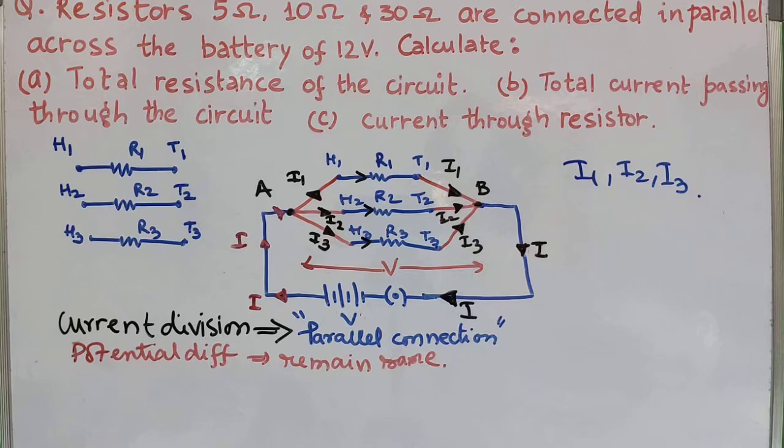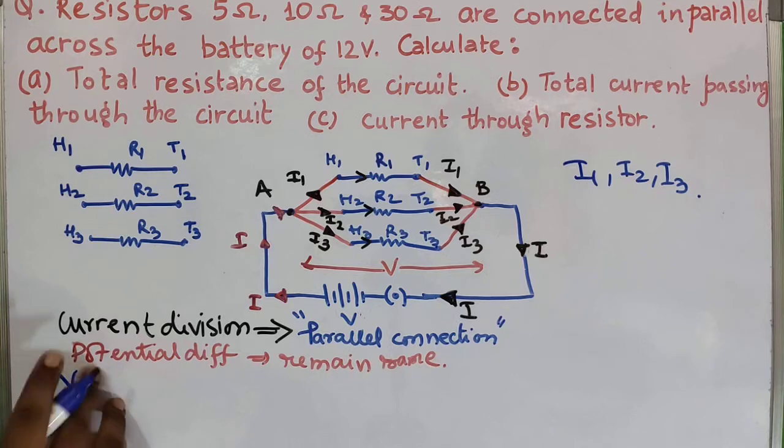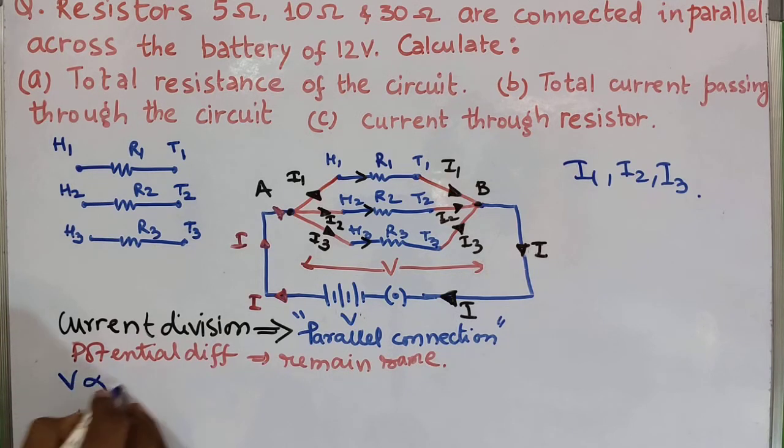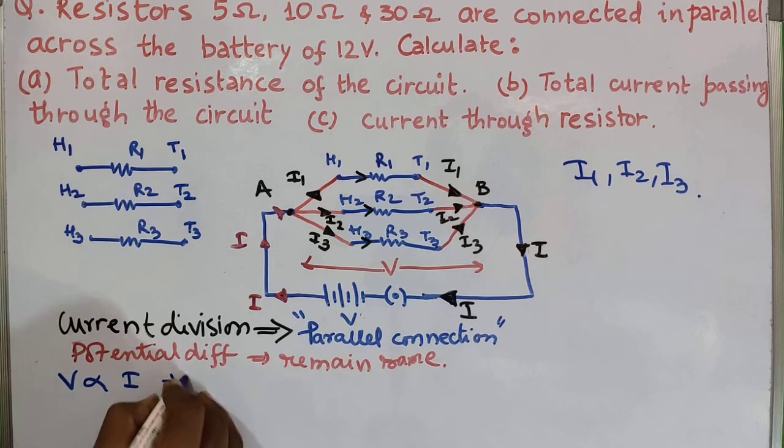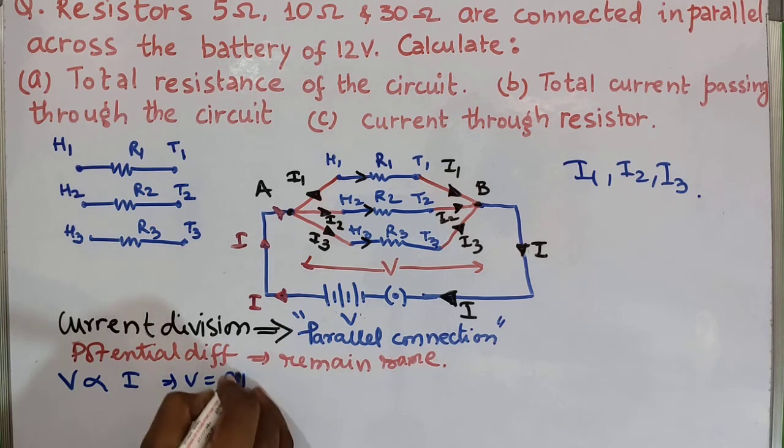Now see what our Ohm's law says. Ohm's law says that potential difference is directly proportional to current passing through the conductor, and we can also write it as V is equal to RI.